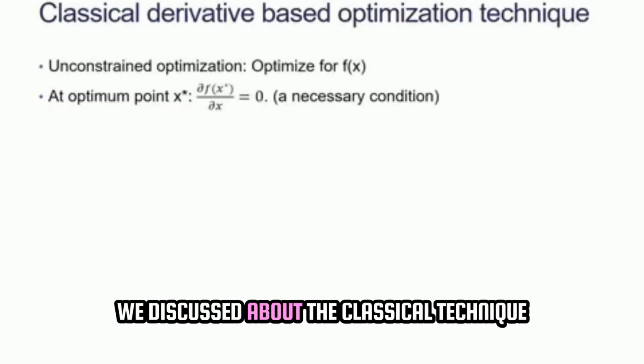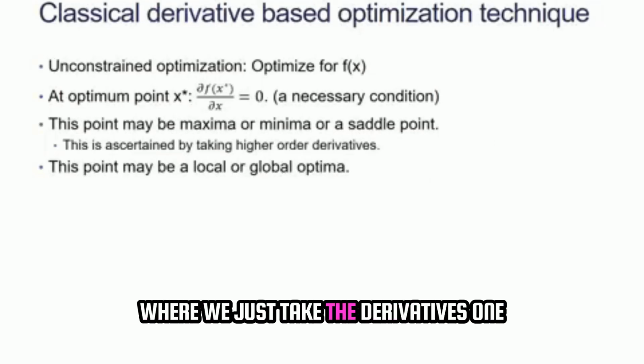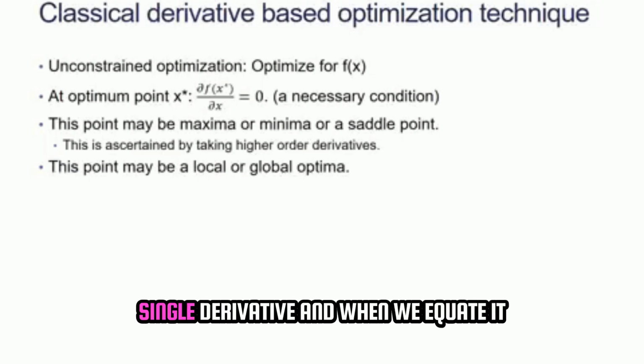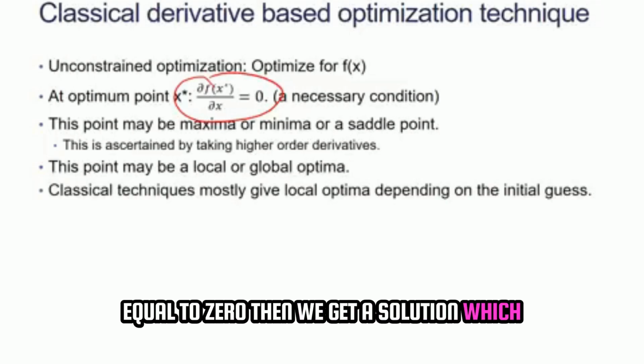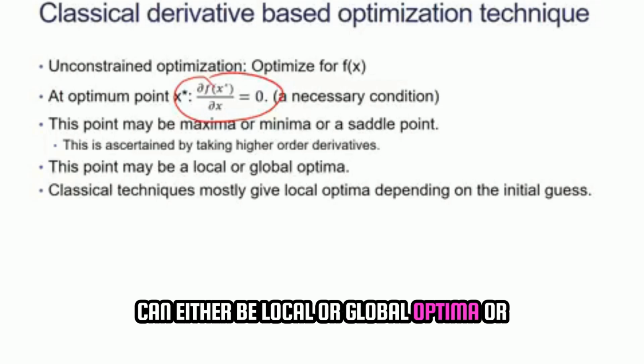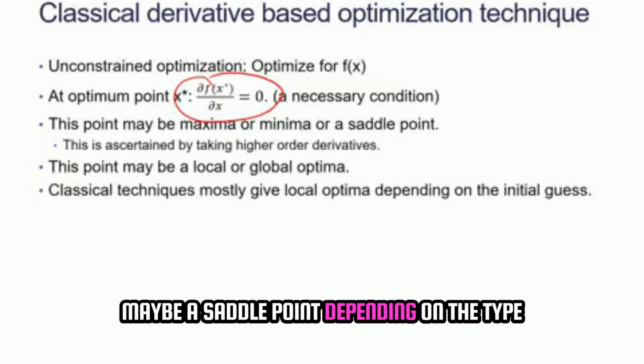Then we discussed the classical technique where we just take the derivative, one single derivative, and when we equate it equal to zero, we get a solution which can either be a local or global optimum, or maybe a saddle point, depending on the type of f(x) we have.